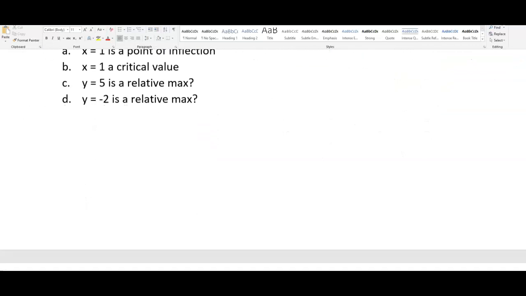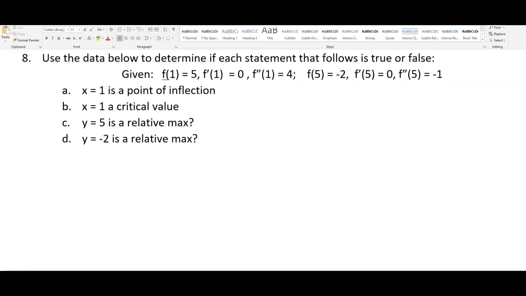Number 8. Use the data below to determine if each statement that follows is true or false. So for these questions, I'm going to encourage you guys to draw a picture. So we have f of 1 equals 5.